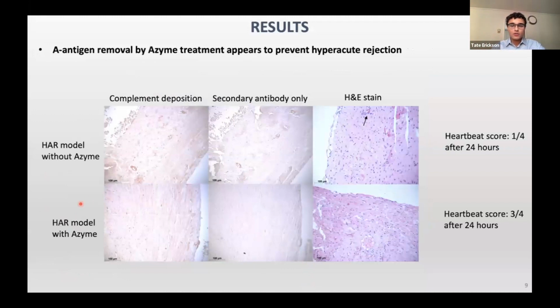Finally, looking at the results from our hyperacute rejection studies, we tested the hyperacute rejection model both with and without AZyme. In the mouse without AZyme treatment, we observed complement deposition, lymphocyte infiltration, and also decreased graft function. This is consistent with hyperacute rejection given the 24-hour time frame. This contrasts with our model with AZyme treatment, where we didn't see the same complement deposition and lymphocyte infiltration, and also had greater graft function after 24 hours. So it's lacking those indicators of hyperacute rejection.